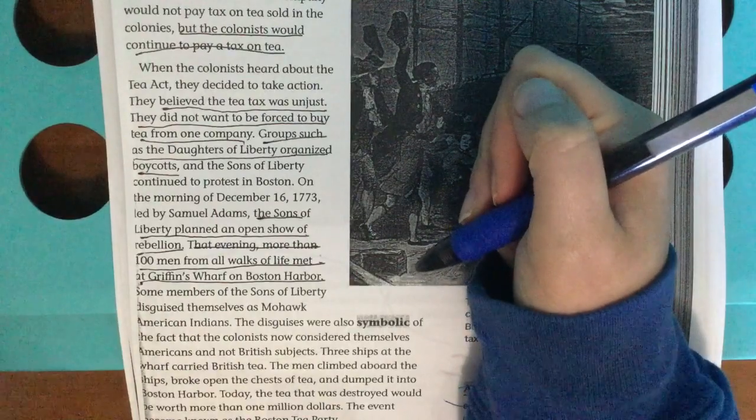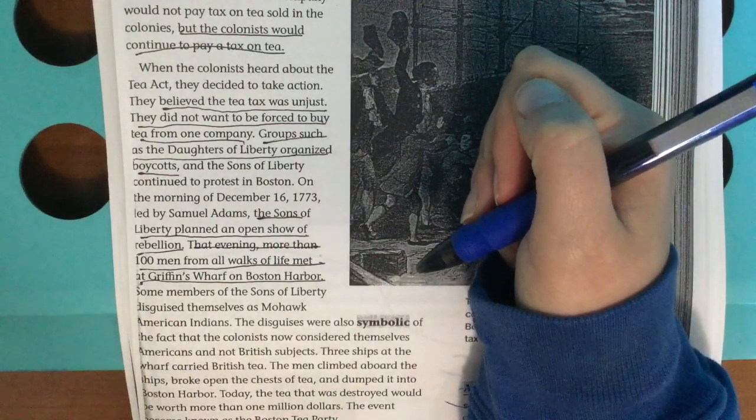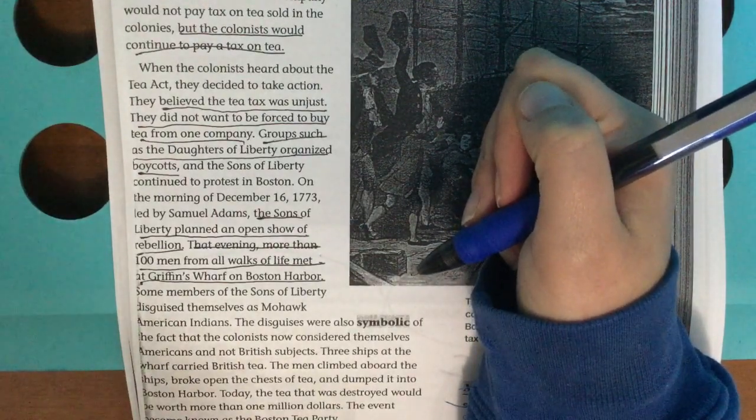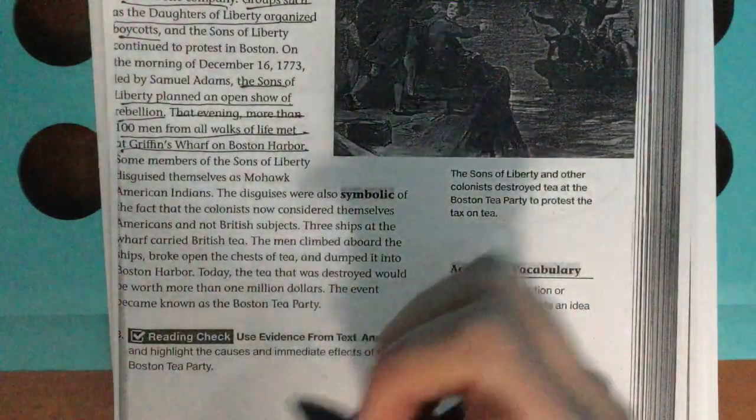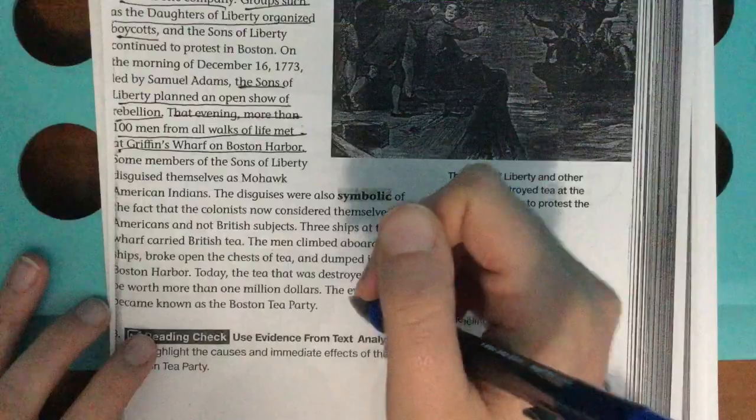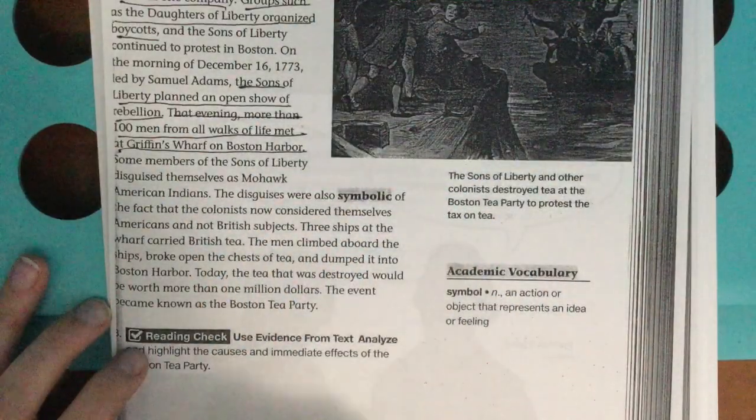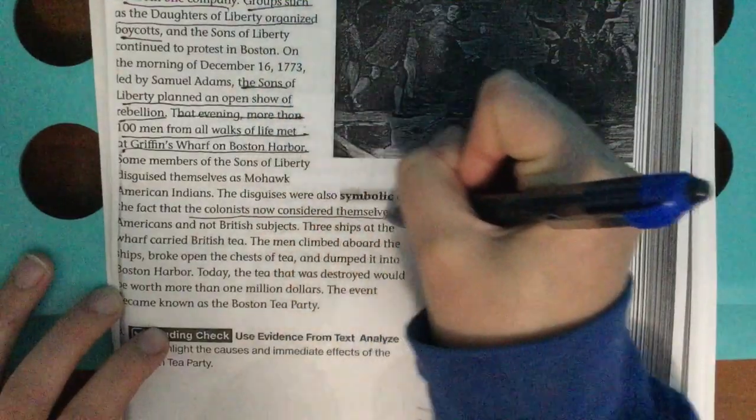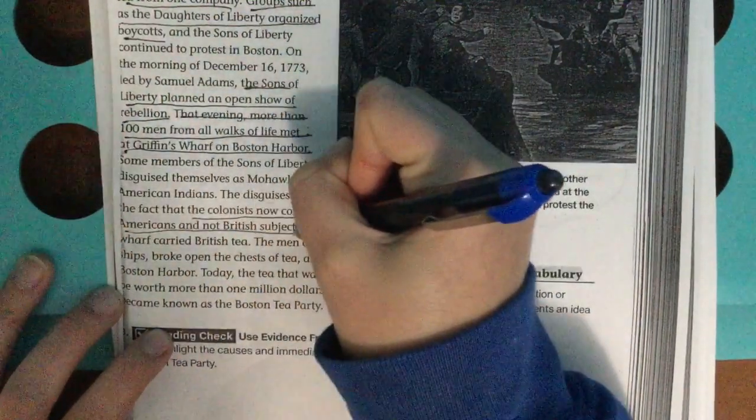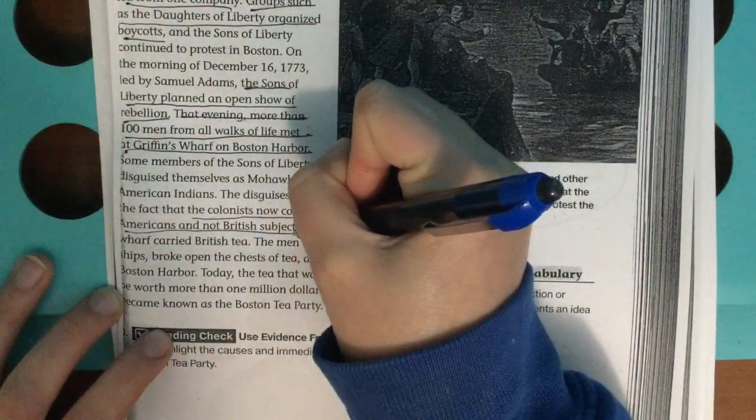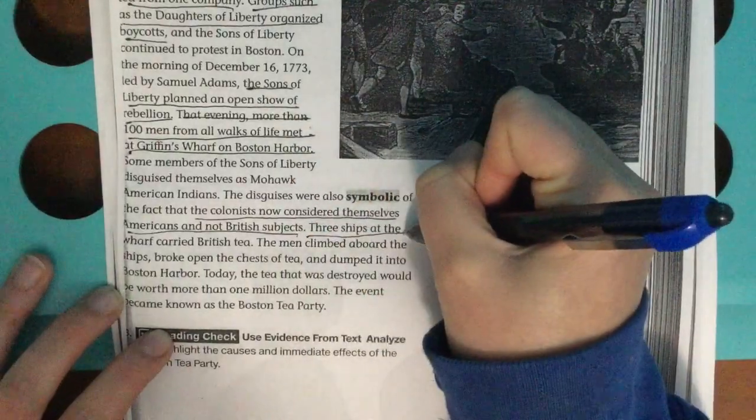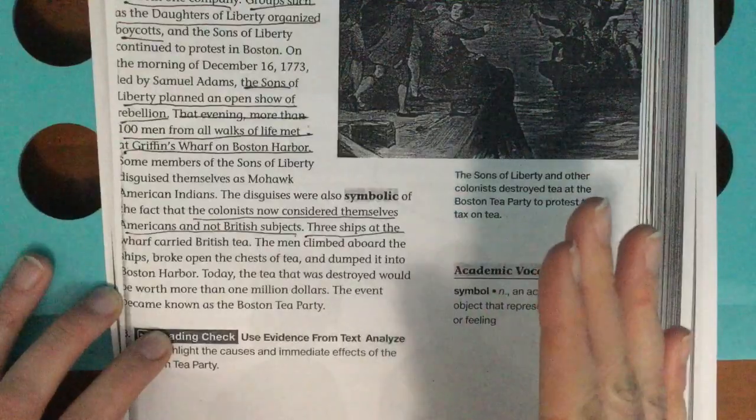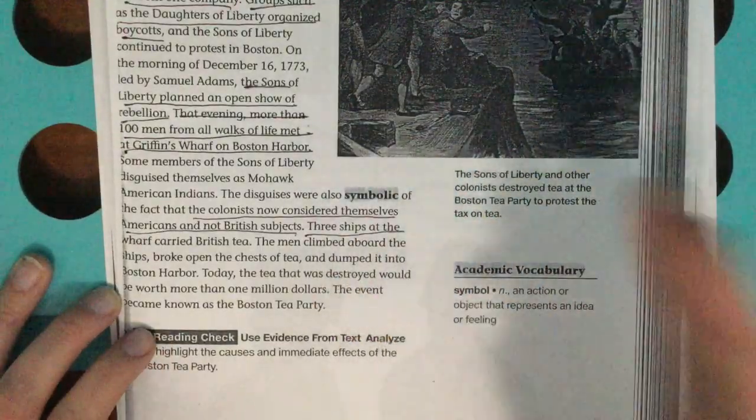And what was the effect of that? Okay. Well, they now saw themselves as Americans. They did not see themselves as British subjects, okay? So the colonists now considered themselves Americans and not British subjects. This is the first true divide. Okay, they're saying, nope, we're not British anymore. We are Americans. We are our own thing.